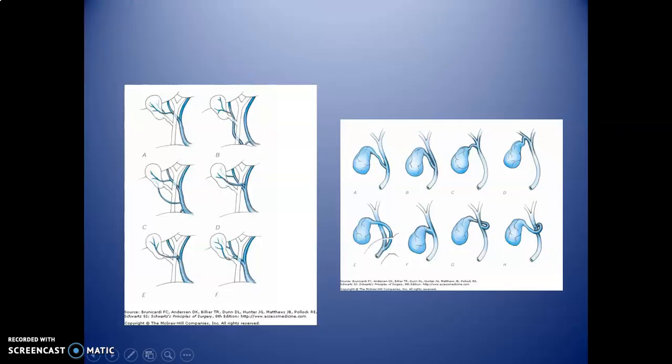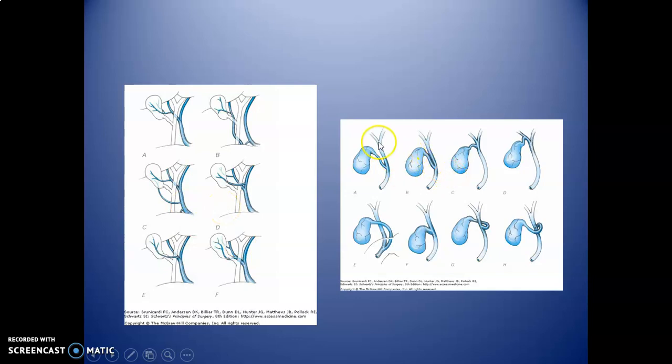In this image, you can appreciate the cystic artery coming from different sources. This cystic artery is coming from the left hepatic. This one is from the right hepatic. It can come from the central portion before the common hepatic proper divides into right and left. So those are the different variants of origin of the cystic artery.